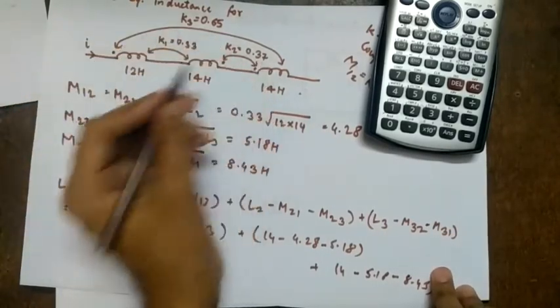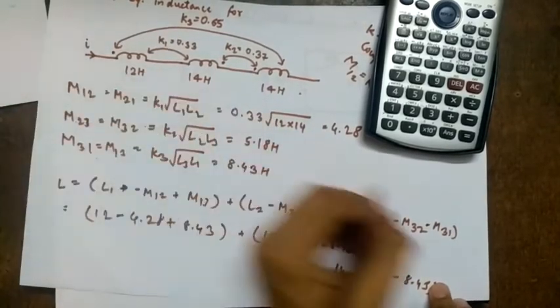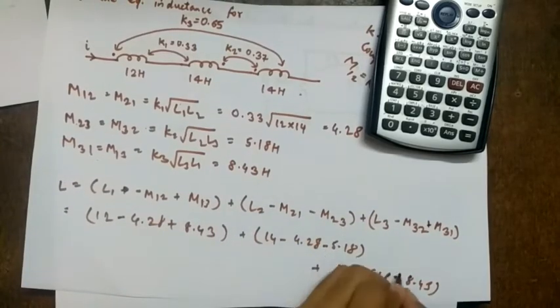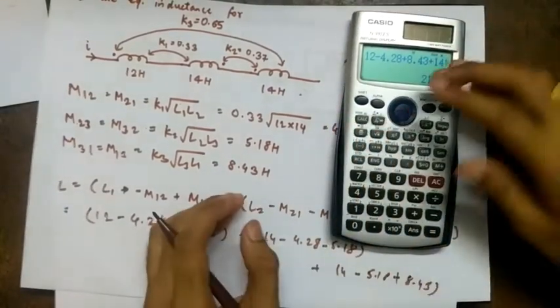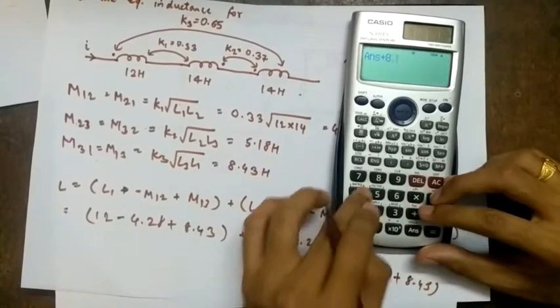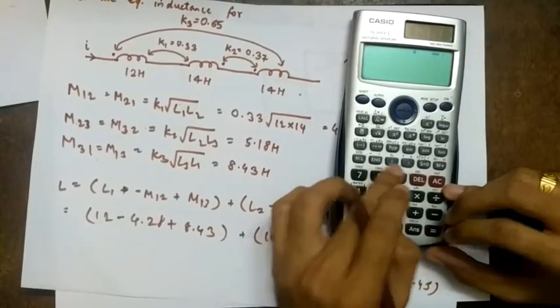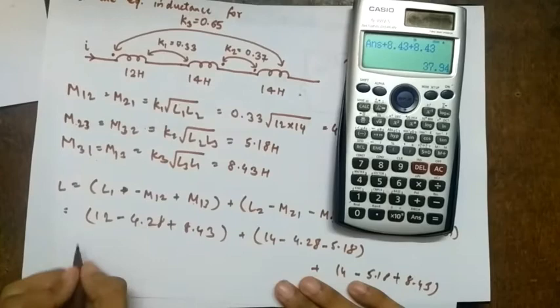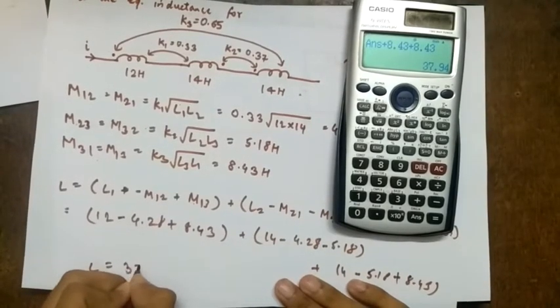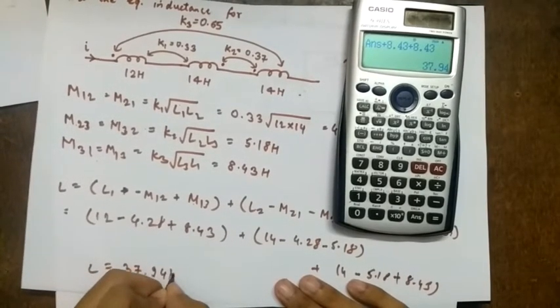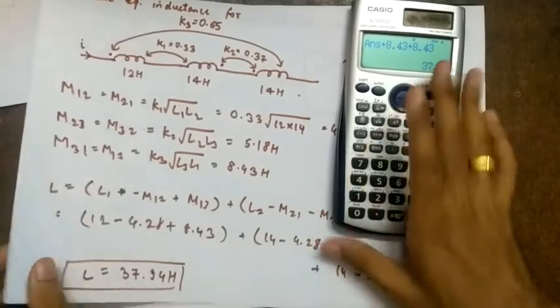M31 is both entering, right? Both are entering, so this will be plus. So here I have to first add 8.43 plus 8.43, so 37.94. So L equal to 37.94 Henry. So this is the final answer.